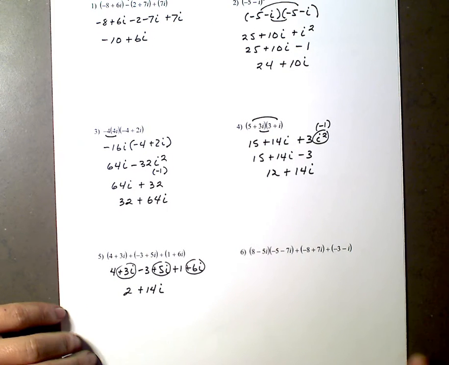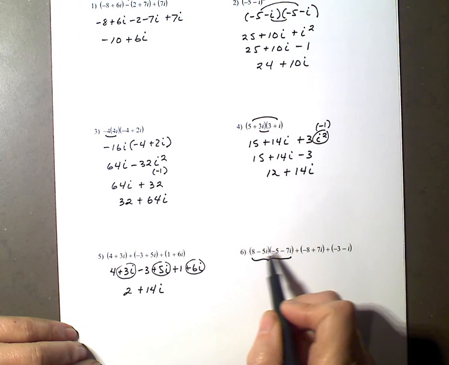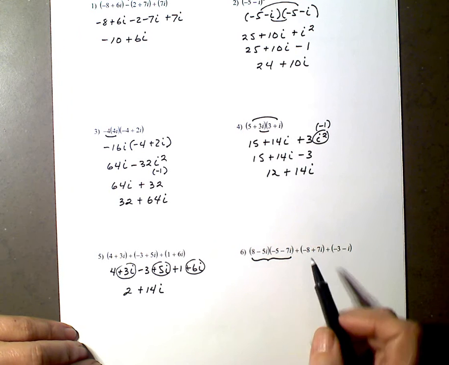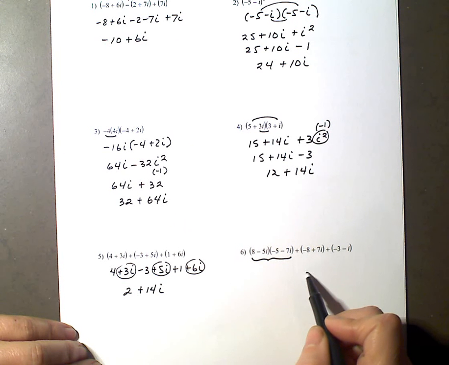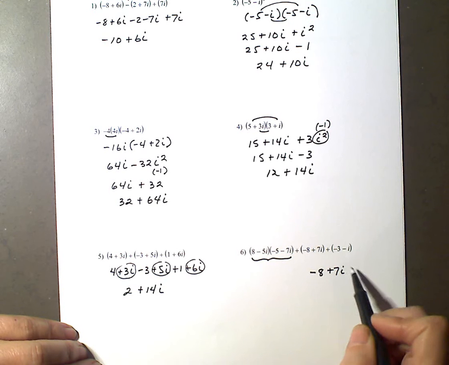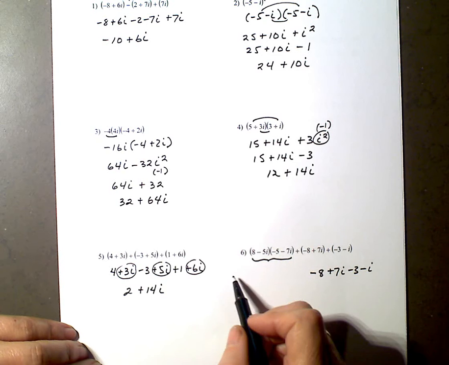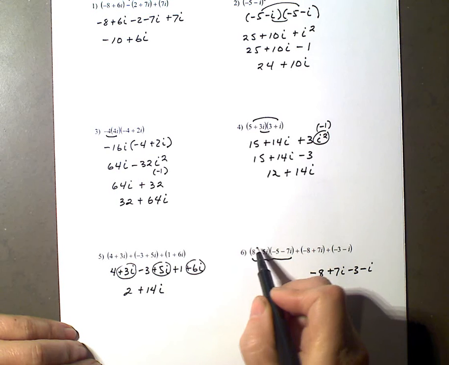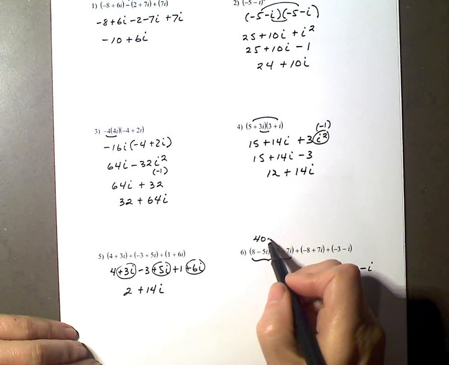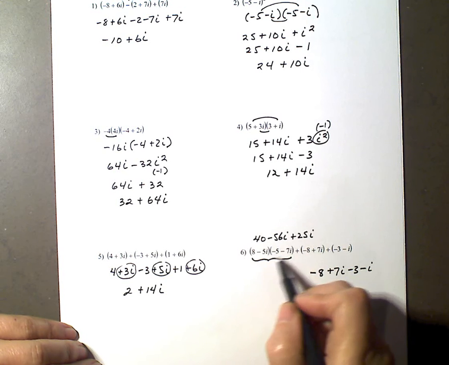Number 6 has a little more going on because I have this product. These two complex numbers are being multiplied and then added with these two. So once I add with these two, I'm going to be adding a minus 8 here, and a plus 7i, and a minus 3, and a minus i. So when I multiply these two together, I'm going to have 40 for the first terms, minus 56i, and on the middle terms plus 25i, and then plus 35i squared.